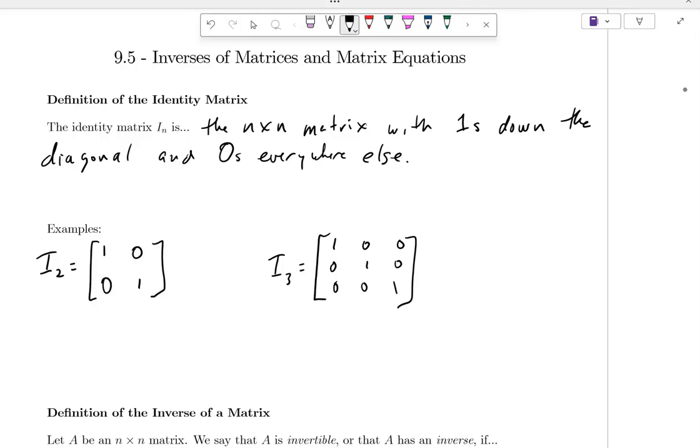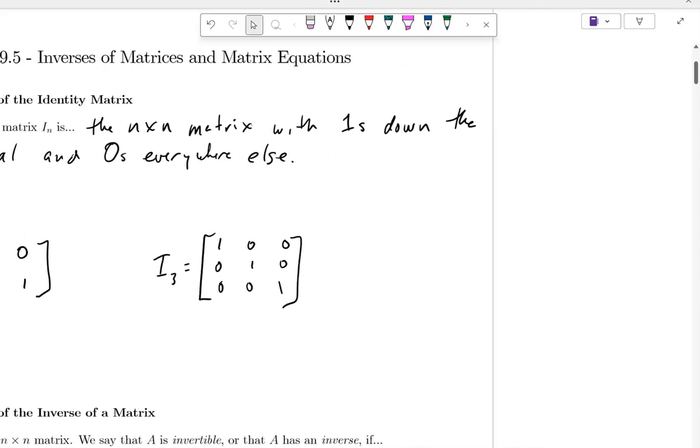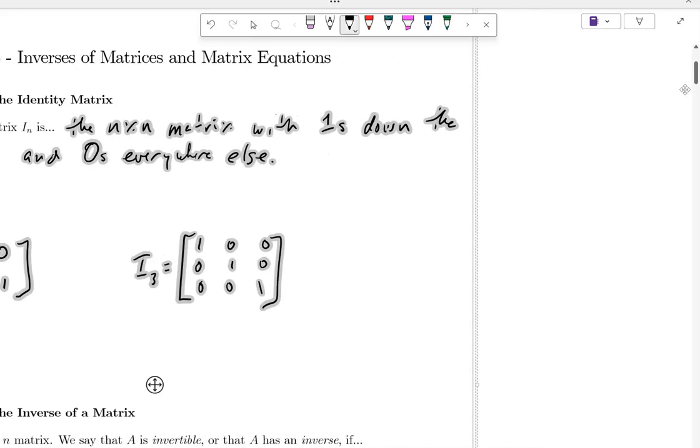If I had I4, it'd be a 4 by 4 matrix. It looks exactly the same: ones down the diagonal, zeros everywhere else. Why do we want this matrix to look like this? All right, so let's do the I2.